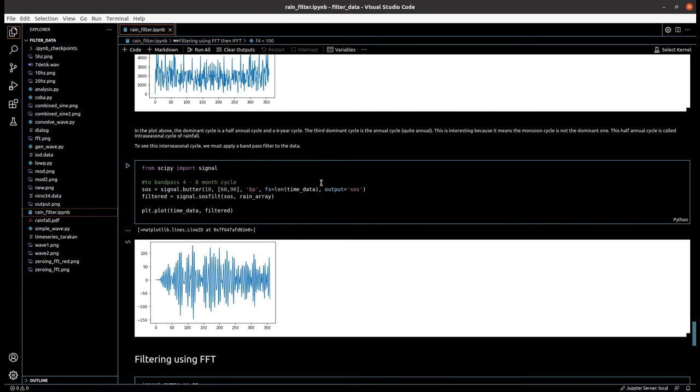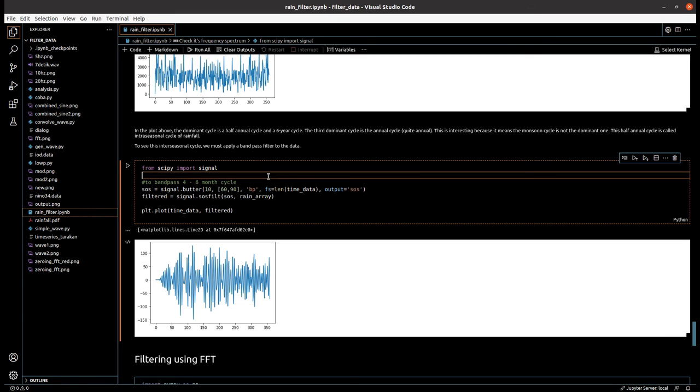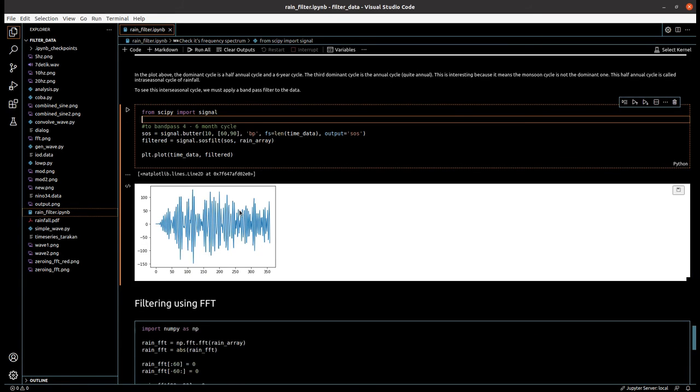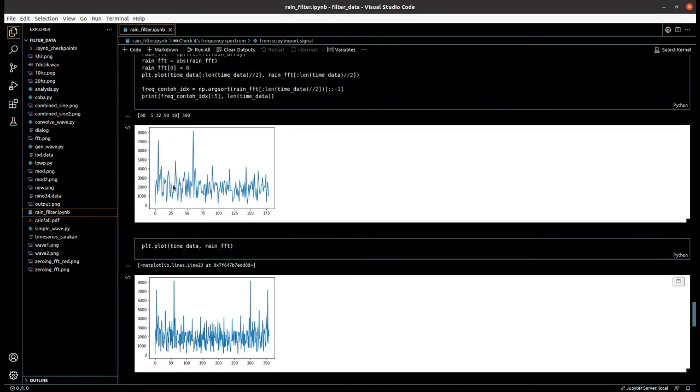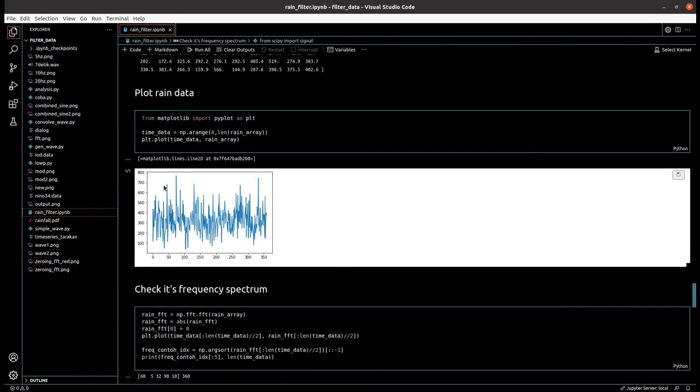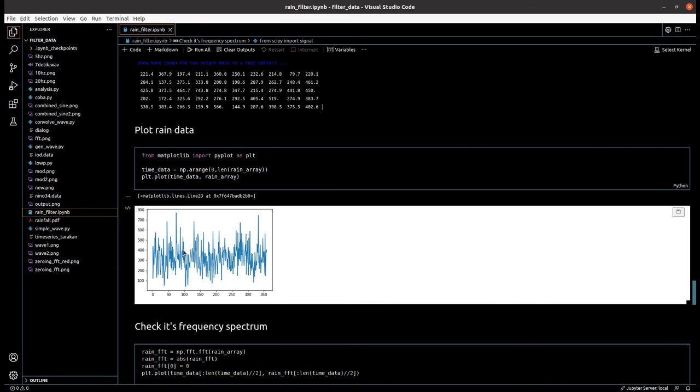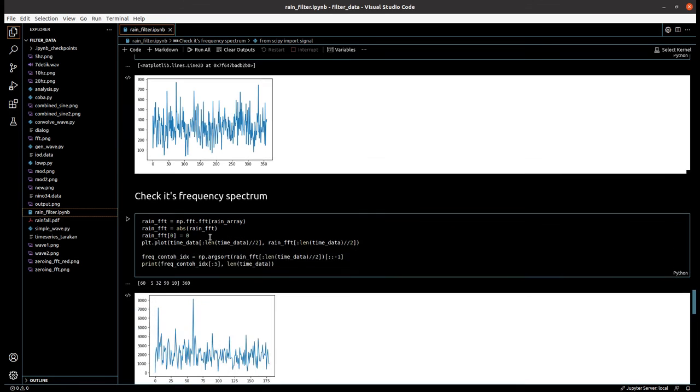For example here, we want to see the cycle from 4 months to 6 months, and to do that we must do a bandpass. So all the signals except this will be removed or attenuated, and we will get something like this. Oh yeah, this is the plot of the rain data. This is rain data of 30 years.